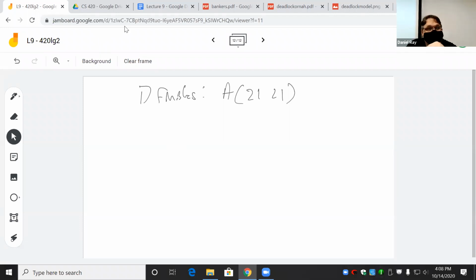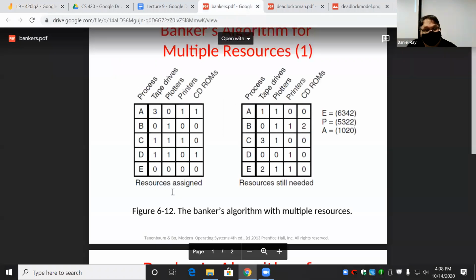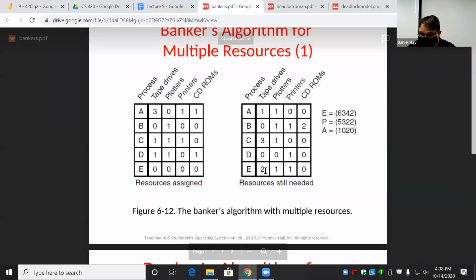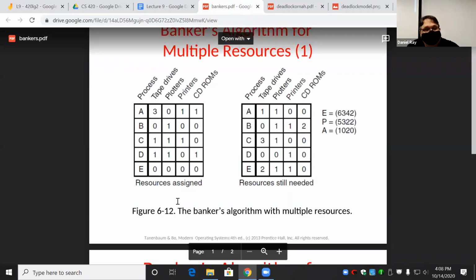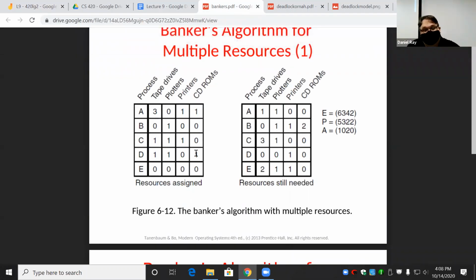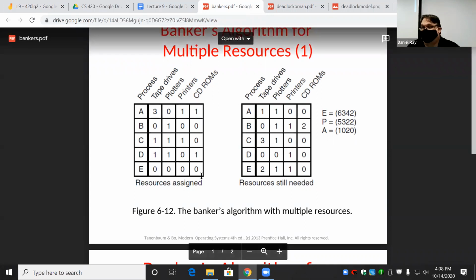Okay? So now I continue in this loop. Can I give E 2, 1, 1, 0? Yes, because I currently have 2, 1, 2, 1. And so E can finish. And so it's going to give us back nothing. Oh, well, right? But D and E are finished now.